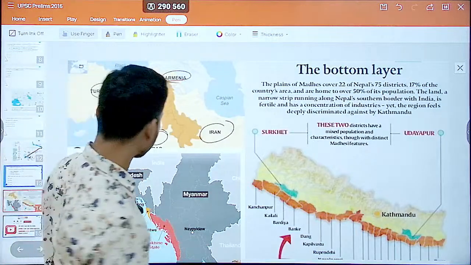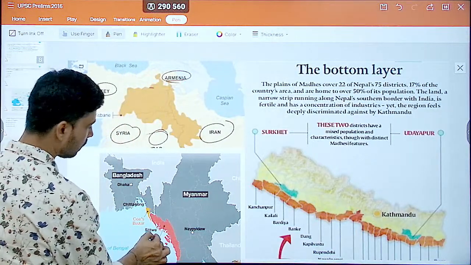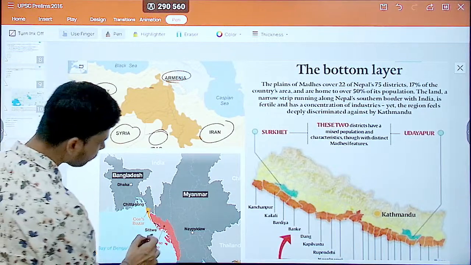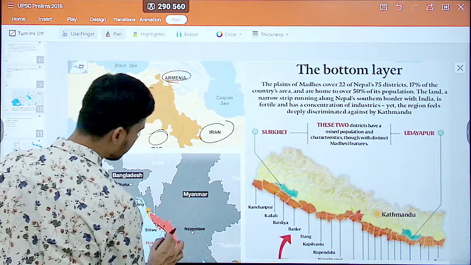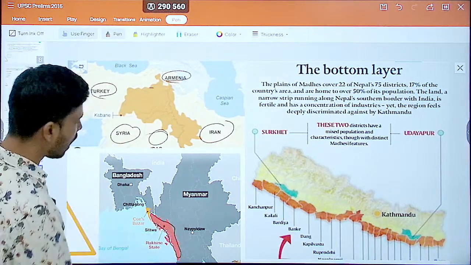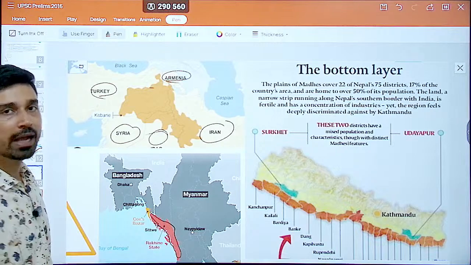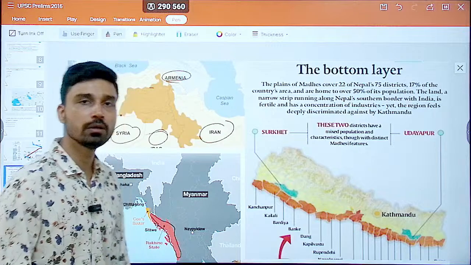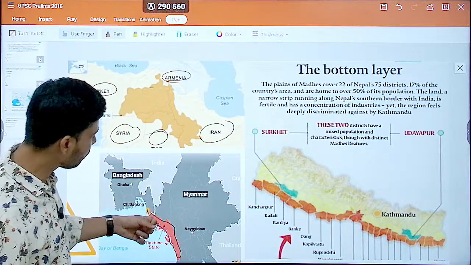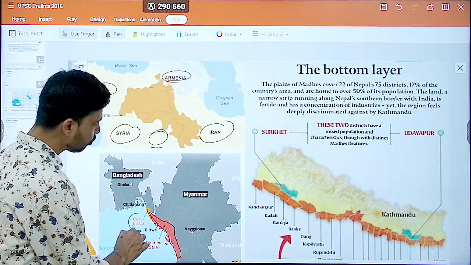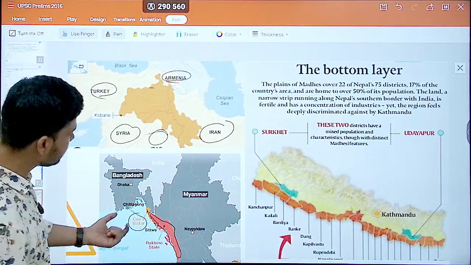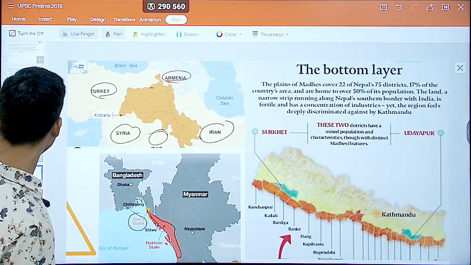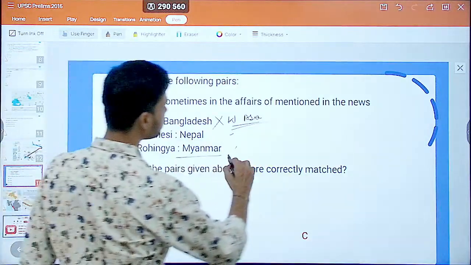If we talk about the Rohingyas, they actually used to live in the Rakhine state. Rakhine is a coastal state of Myanmar. However, due to the action taken by Myanmar's army and also the non-granting of citizenship rights to the Rohingyas, they have now fled to Bangladesh, and the largest Rohingya refugee population currently lies in the Cox's Bazar region of Bangladesh. So the option Rohingyas of Myanmar is the correct option.